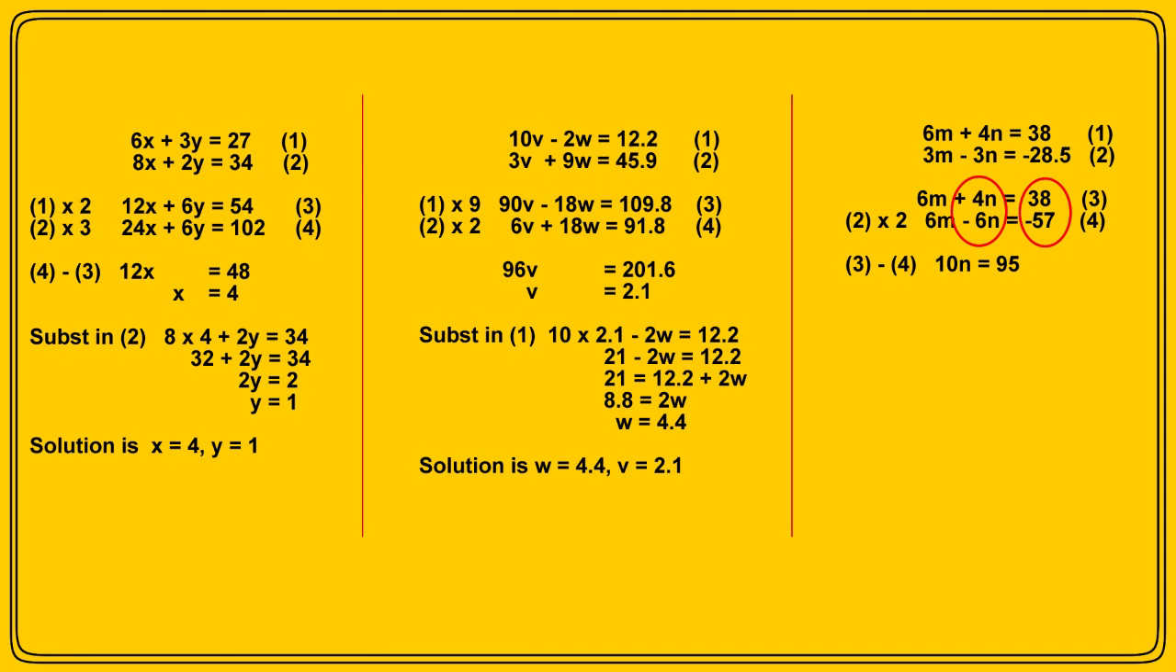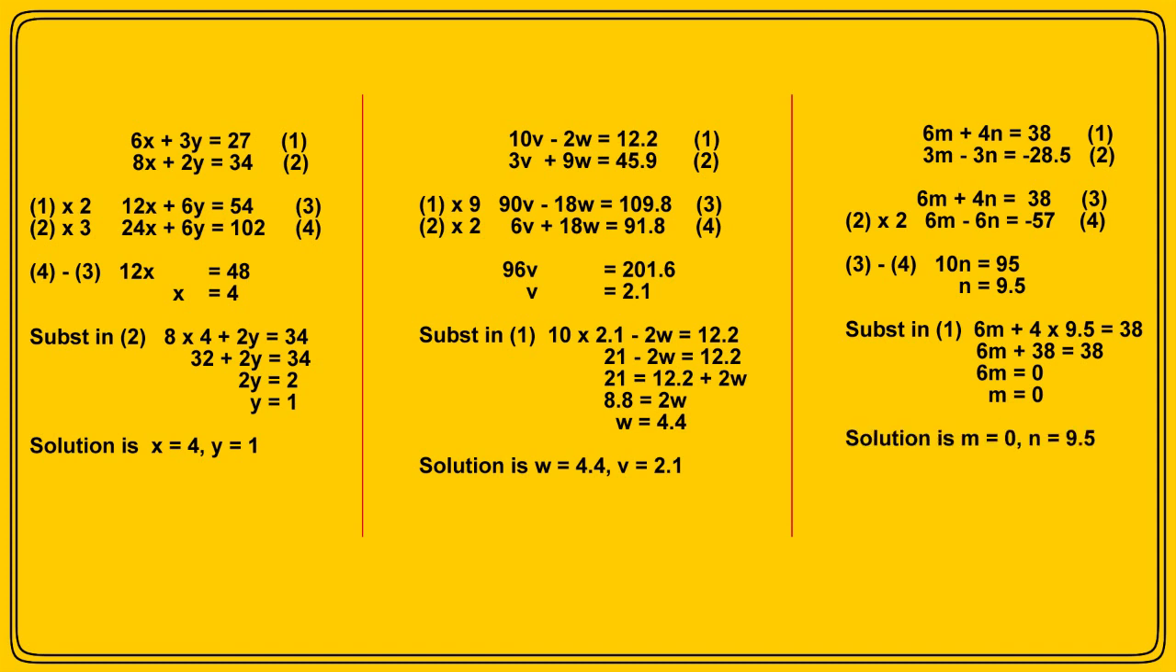And you must be very careful with those negatives here. And that, of course, gives us n equals 9.5. We substitute this back into equation 1 to get 6m plus 4 times 9.5 equals 38. Simplifying gives 6m plus 38 equals 38. So 6m equals 0 and m must be 0. So our solutions are m equals 0 and n equals 9.5.